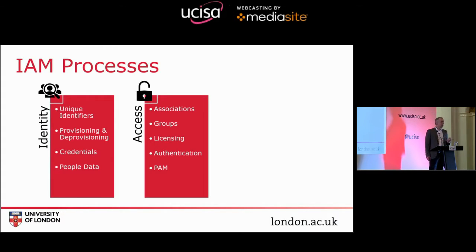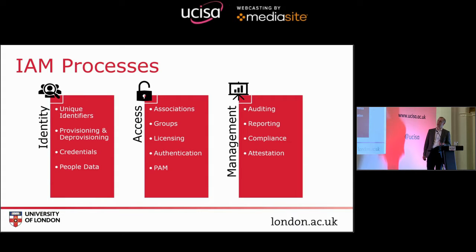Processes around access management, so determining the association that person has with the organization, maybe putting those people into groups, maybe issues around licensing, making sure people can access the right thing and are licensed to access the right things. Authentication services and privileged access management, so people that need elevated permissions to do things with systems can do so securely. And therefore secure our data. And the final aspect around management, auditing users, reporting against user activity, compliance, attestation to make sure that people still have the access they need, and if they don't, that it's removed.